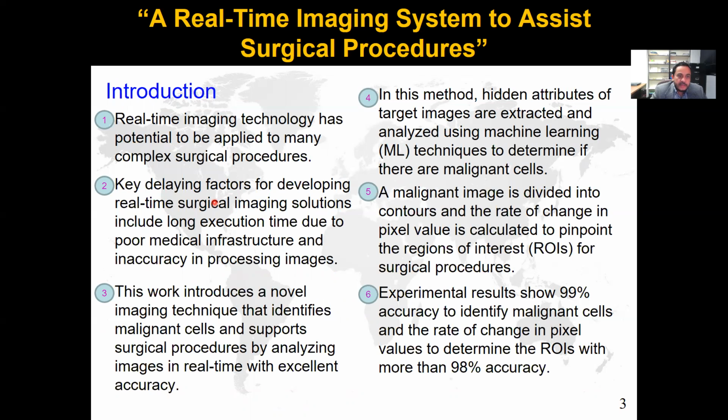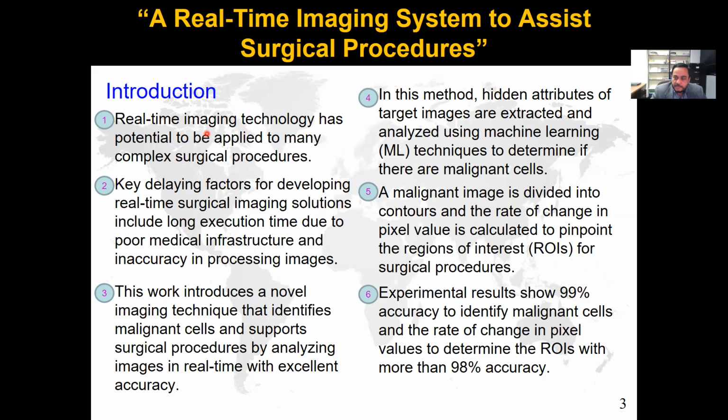Real-time imaging technology has potential to be applied to many complex surgical procedures. Key delaying factors for developing real-time surgical imaging solutions include long execution time due to poor medical infrastructure and inaccuracy in processing images. In this work, we introduce a novel imaging technique that identifies malignant cells and supports surgical procedures by analyzing images in real time with excellent accuracy.